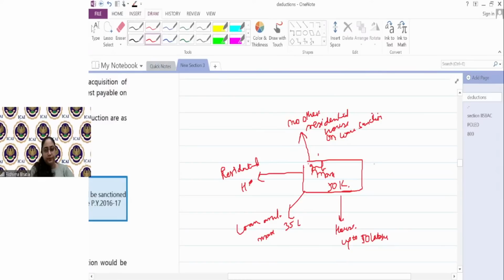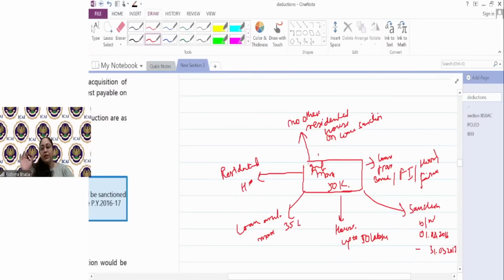लोन शुड बी फ्रॉम बैंक, फाइनेंशियल इंस्टीट्यूशंस और हाउसिंग फाइनेंस कंपनी, जैसे इंडिया बुल्स हाउसिंग फाइनेंस. ठीक है. And last and the important condition is that the loan should be sanctioned between 1st April 2016 to 31st March 2017. The loan should be taken between this period.